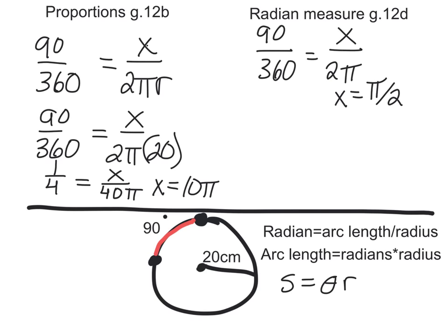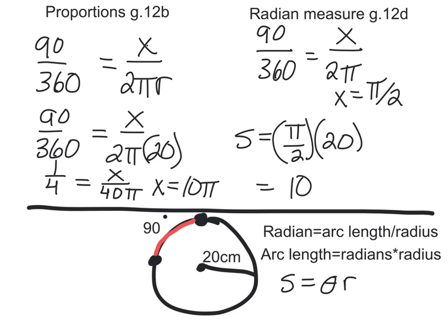So let's substitute pi over 2 into our formula. Theta will be pi over 2, that's our radian measure, and 20 will be r, that's our radius. Let's simplify this a little bit. 20 times pi over 2 is going to be 10 pi. The same answer as before. Let's do one more example like that.